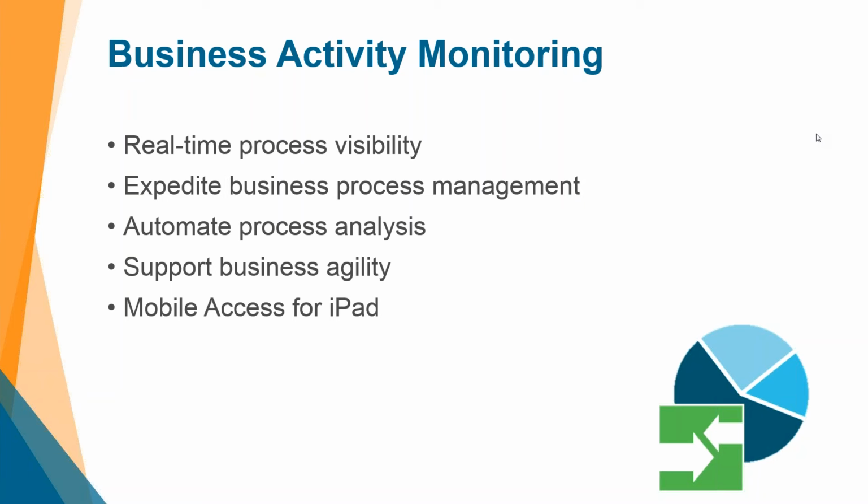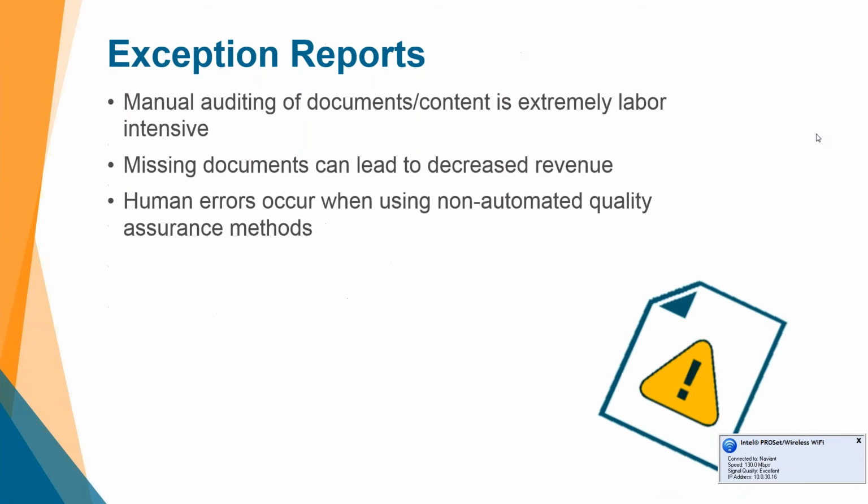Like we said, highlight this: business activity monitoring is real-time process visibility, it expedites business process management, it will automate your process analysis, and support business agility. And the trend of what we see a lot of things going with now, it does support mobile access for iPad. A lot of customers really liked that different aspects of OnBase were becoming mobile, so they could take it with them and move along. Just another aspect of it where you can get back on it too. So that, in a nutshell, was BAM.